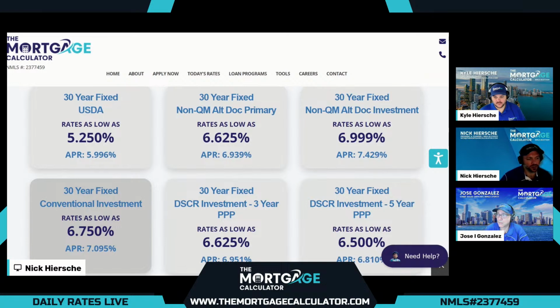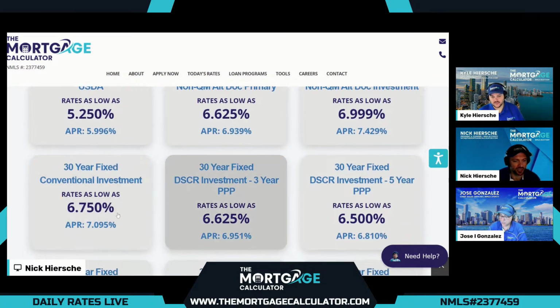First up, conventional. We don't have government programs, so no USDA, FHA, or VA, but we do have our conventional option coming in today at 6.75 for an investment property. Final APR 7.095, coming in quite a bit lower than alt doc, which is great. That's a more standard scenario there.